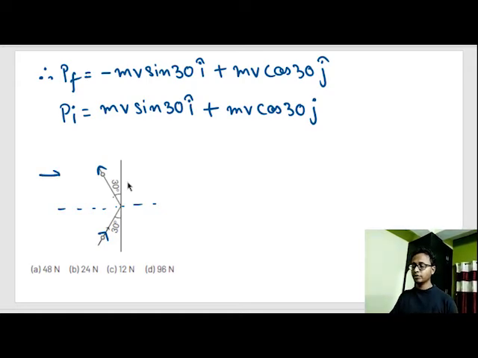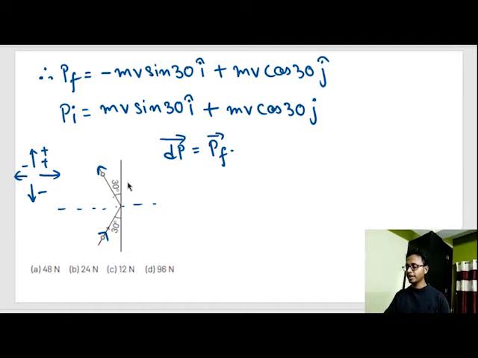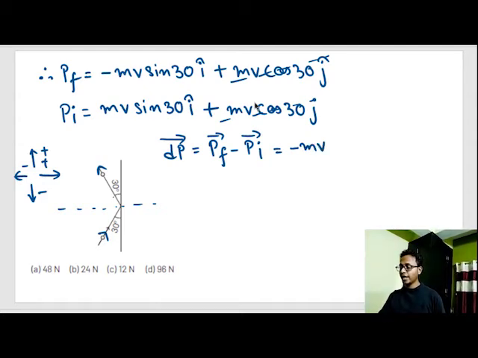I am assuming this side to be plus, this side to be minus, upward to be plus, and downward to be minus. So change in momentum is nothing but final momentum minus initial momentum. When you subtract pi from pf, this component gets cut. See, mv cos 30 j and mv cos 30 j get cut. So final momentum minus initial momentum is minus mv sin 30 i minus mv sin 30 i, which becomes minus 2 mv sin 30 i.